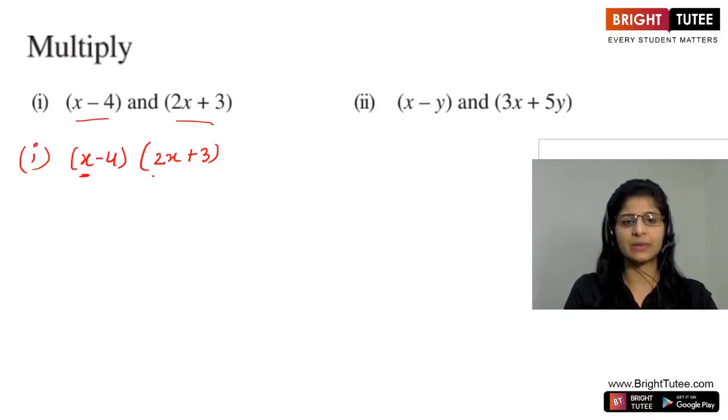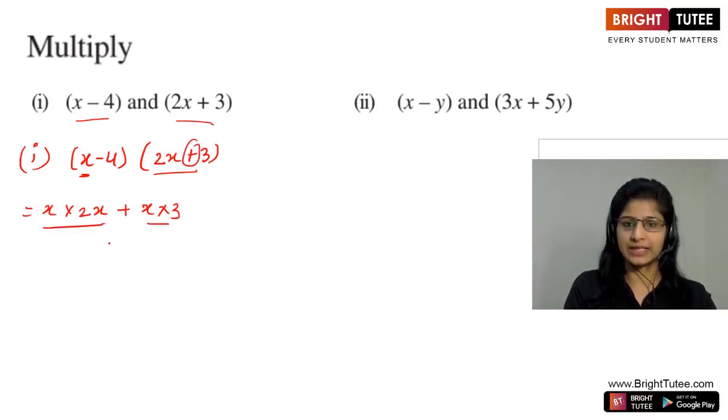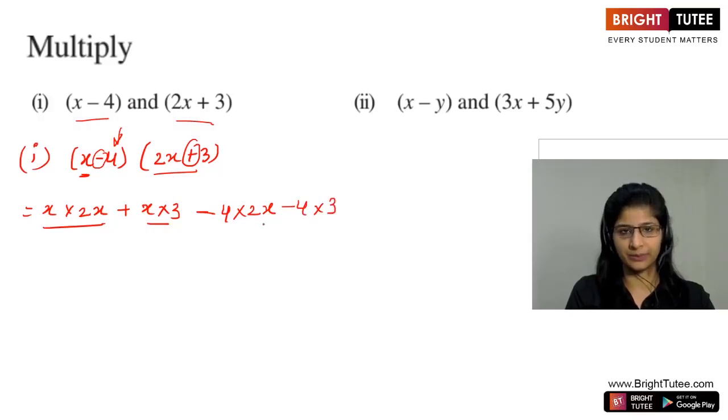First of all we will multiply this x with 2x and 3. So we will write x multiplied with 2x plus x multiplied with 3. So this sign will come up between the terms when we multiply with x. Now when we start multiplying with the second term, this sign is to be taken into consideration. Minus will come, so 4 will get multiplied with 2x and minus 4 will get multiplied with 3. Clear? You have to take the sign along with it.